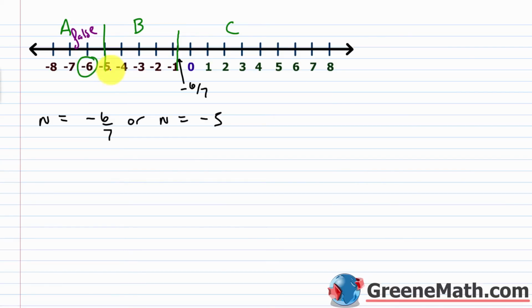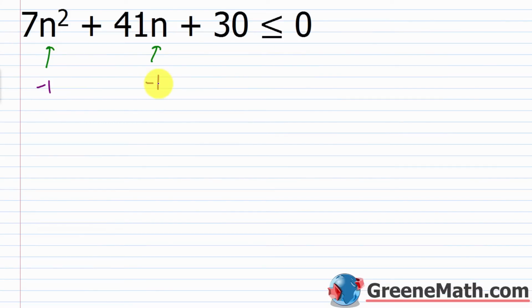Now, anything to the right of negative 5, but less than negative 6 sevenths, that's going to be region B. So from region B, let's just check negative 1. So I'm going to plug in a negative 1 everywhere I see an n. So negative 1 squared is 1. So you'd have 7 times 1, or 7, plus 41 times negative 1 is negative 41. So you might as well say minus 41. Then plus 30, and this is less than or equal to 0.